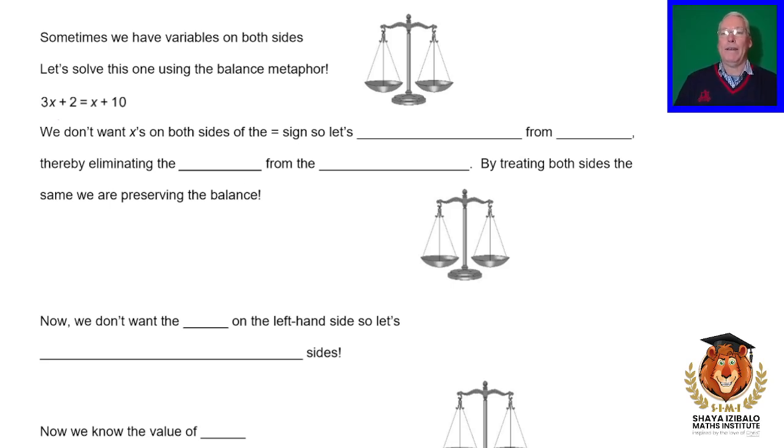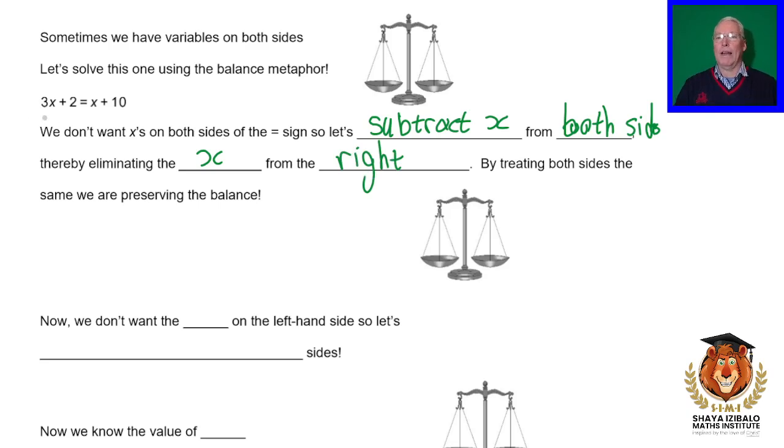Right, so we don't want x's on both sides. So let's subtract x from both sides. So thereby what's going to happen if we do that? We're going to eliminate the x, we're going to take it away. We're going to take away the x from the right hand side. So what it will look like if we subtract x from both sides, and I'm going to write it out kind of in full here.